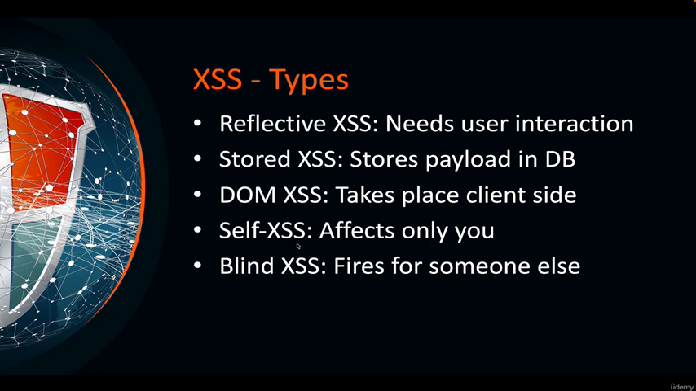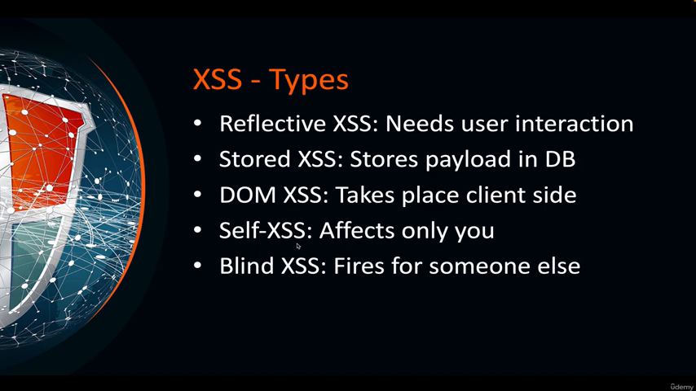Let's jump right in. First of all, the different types of cross-site scripting. The first one is reflected or reflective XSS. That basically needs user interaction in order to fire or execute. What I mean by that is it is not stored. You go, for example, to a search functionality, you put your cross-site scripting payload in, you hit search, and then a pop-up window, for example, appears.